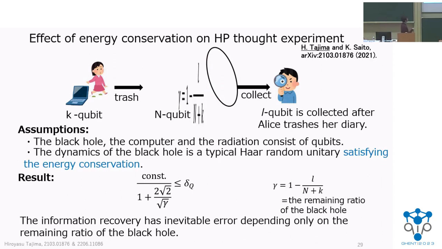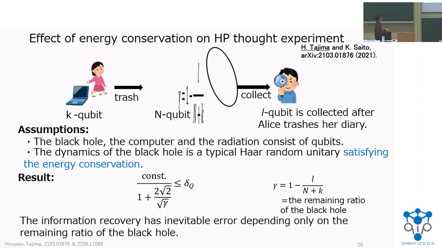So here, this is the result, and we use these two assumptions. This is the black hole. The assumptions are the same as what Hayden and Preskill used, and we just add the energy conservation. We can derive this result from weaker assumptions, but in this talk we focus on this type of assumptions.